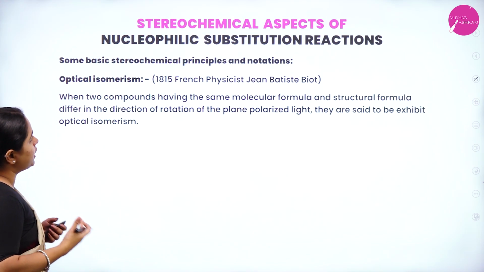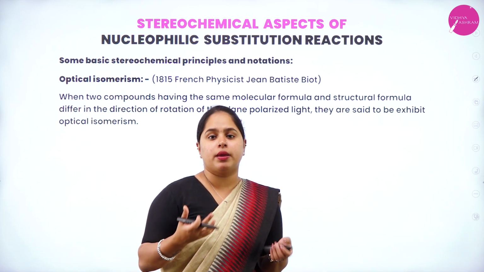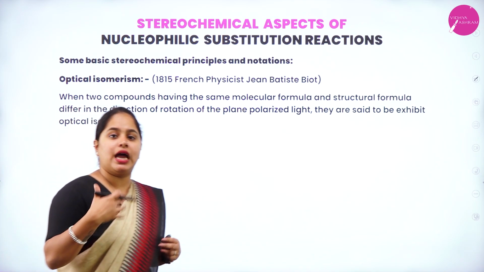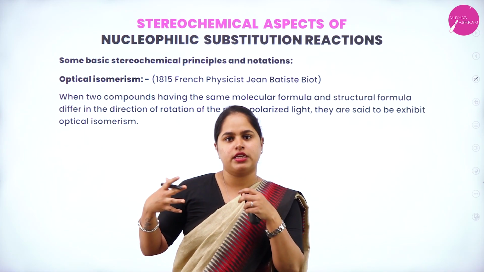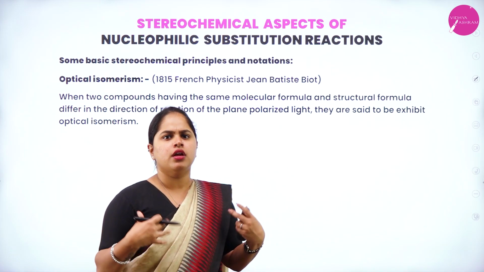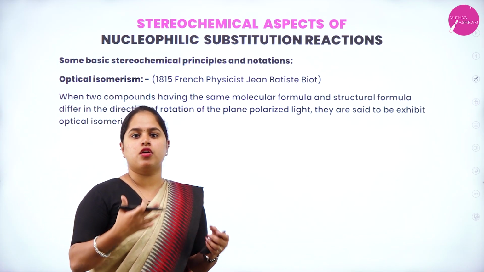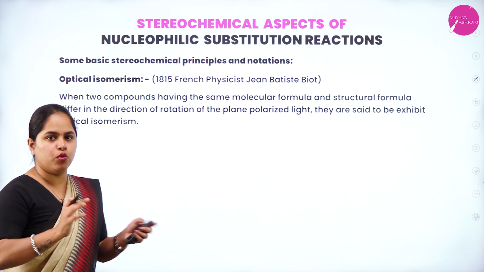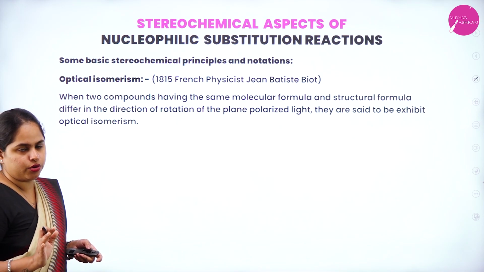Now, moving on to the stereochemical aspects of nucleophilic substitution reactions. Before moving on to the stereochemical aspects and the details in SN1 and SN2, where we are going to study inversion of configuration, retention, racemization and many things, let's begin with the basics of stereochemistry. There are some terms which we have to be clear with, then we'll move on. So some basic stereochemical principles and notations we are going to discuss.